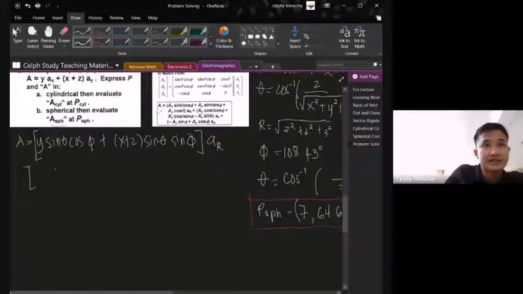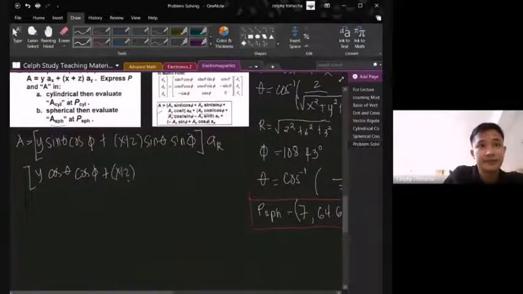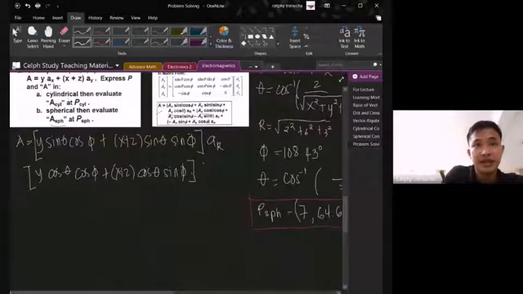ax naton is y. Next, cosine. So, cosine theta, cosine phi, plus ay naton nga x plus z. Then, cosine theta, sine phi, minus az. So, wala man kita az nga value. So, diretso na lang. This will be A theta.